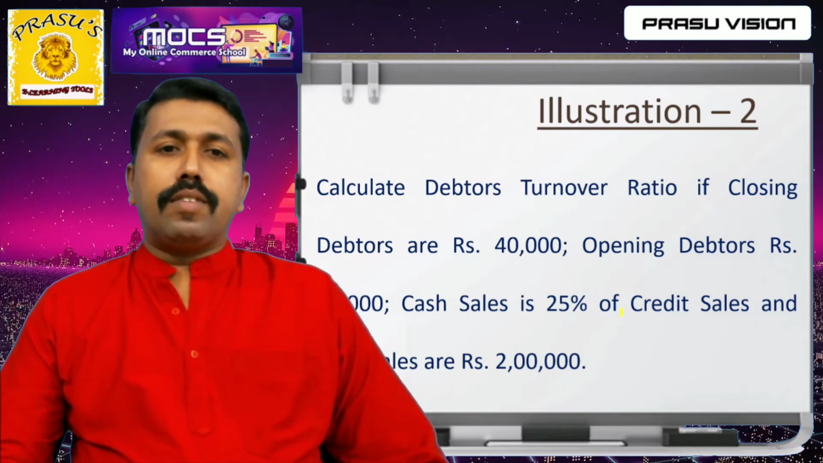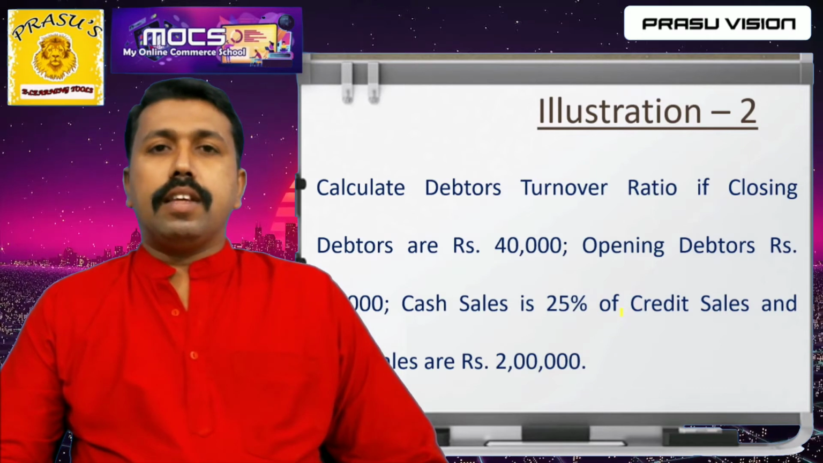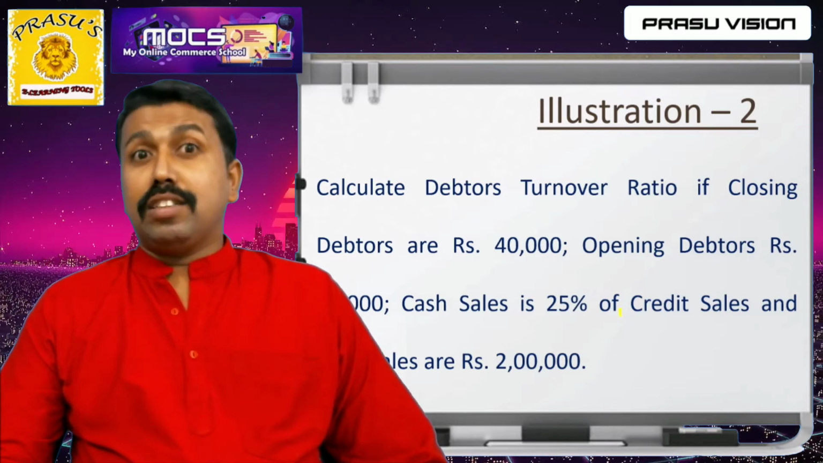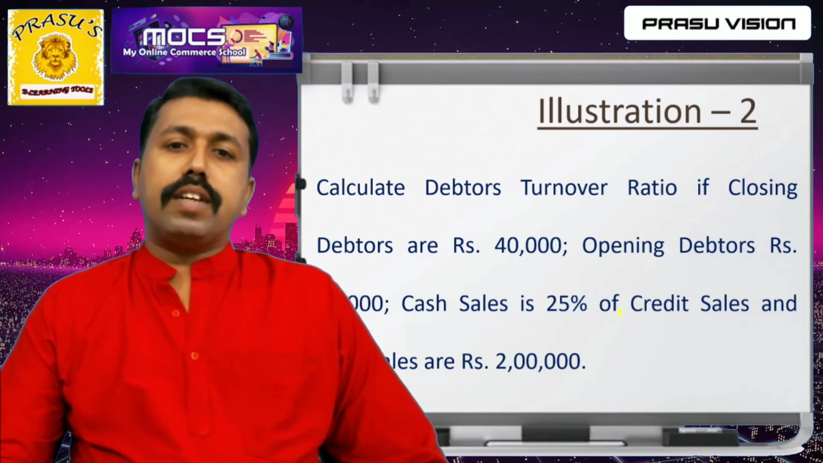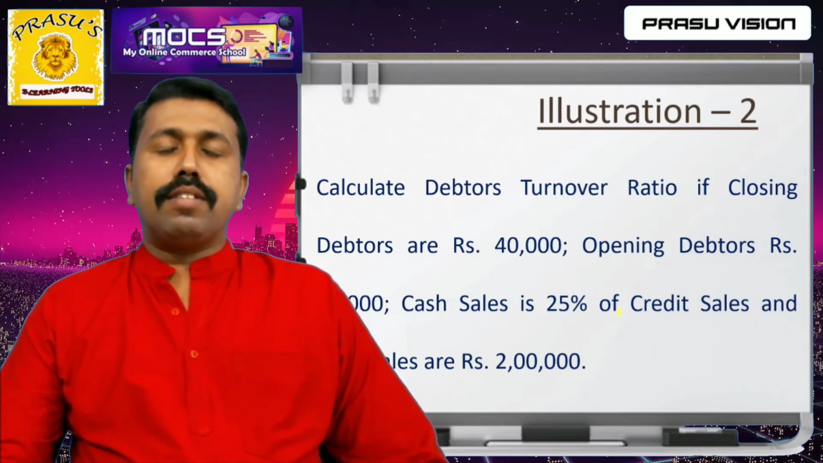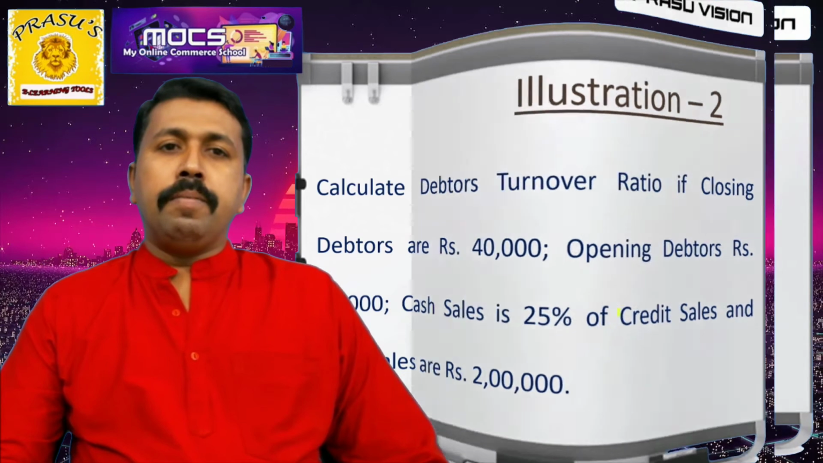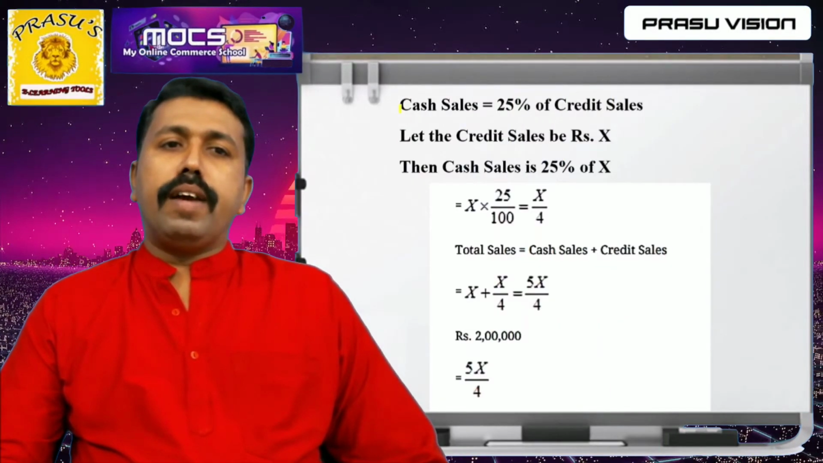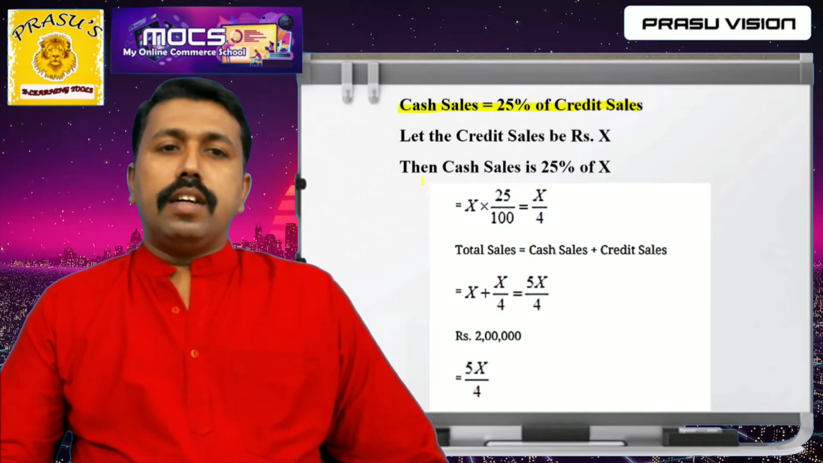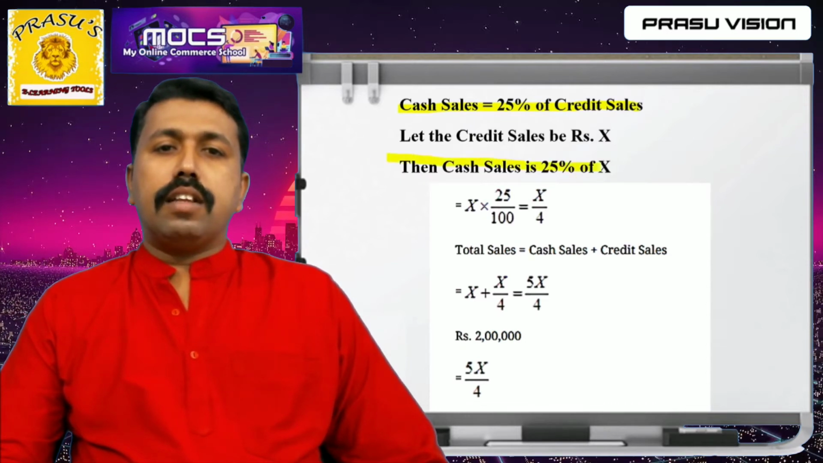Closing debtors are 40,000, opening debtors are 60,000. Cash sales is 25% of credit sales and total sales is 2 lakh. Cash sales is like the same previous question. Here also we have to find out the value of cash sales, 25% of the credit sales, and then we have to make another move using our mathematical brain.